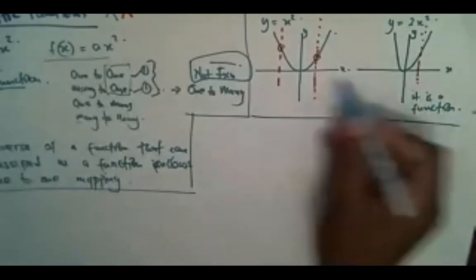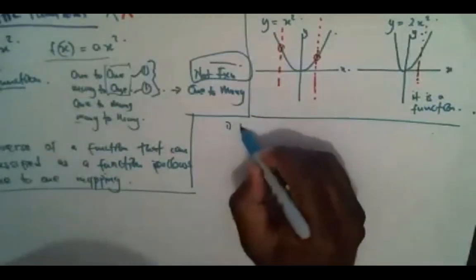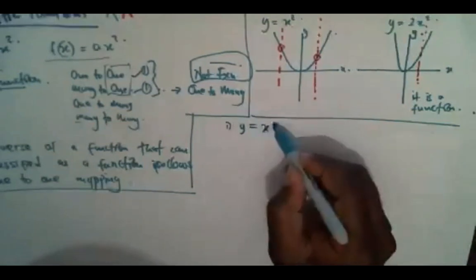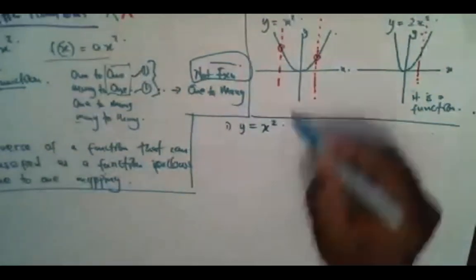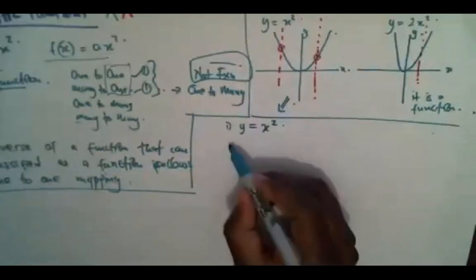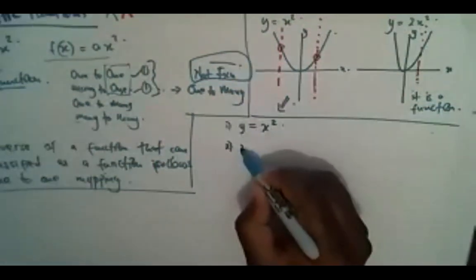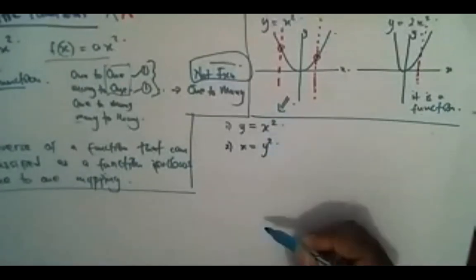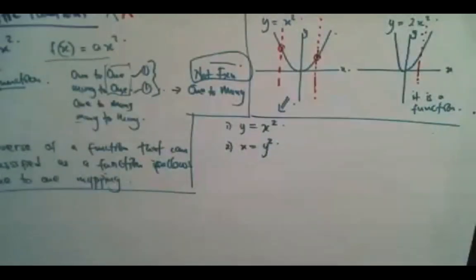Step number one, y is equal to x squared. I'm going to find the inverse of this one. Step number two, I interchange. Now I'll write x is equal to y squared.